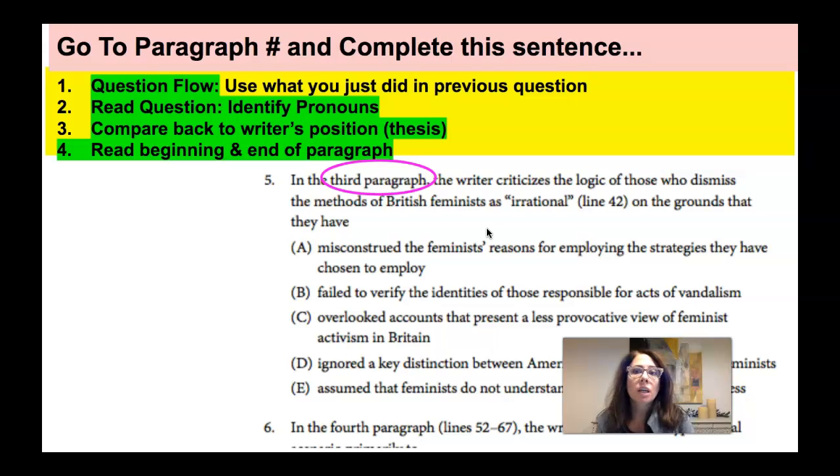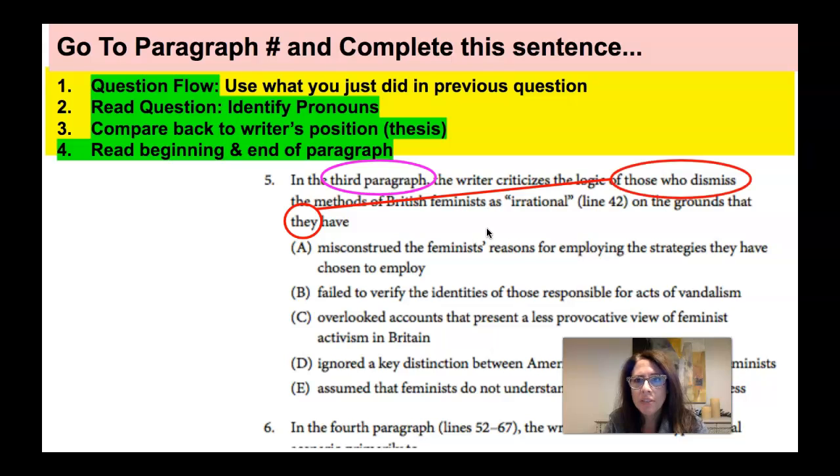The writer criticizes the logic of those who dismiss the methods of British feminists as irrational. Line 42 is the quote, "on the grounds that they have." Now, let's consider, again, putting this into our own words. We need to figure out who the "they" is, like those who dismiss the methods of British feminists as irrational. So we need to say, look, this writer is criticizing her opponents. That's all we need to say. And her opponents happen to be a group of men or men in general. So we want to backtrack and find the pronoun "they," just so we understand that they are the people who dismiss, and the people who dismiss are her opponents, and they are the male audience.